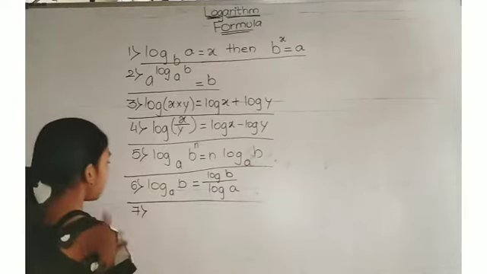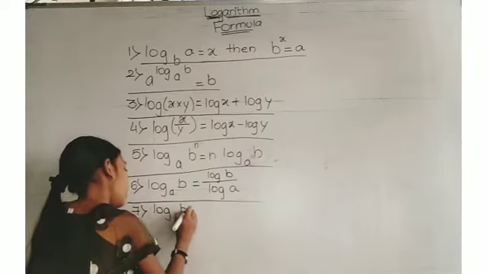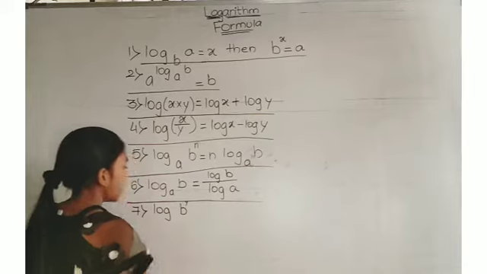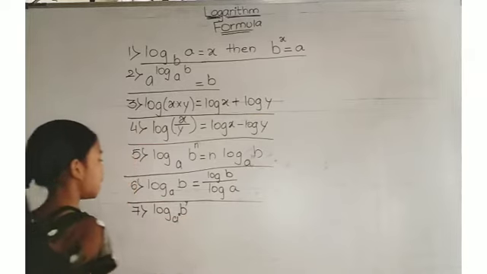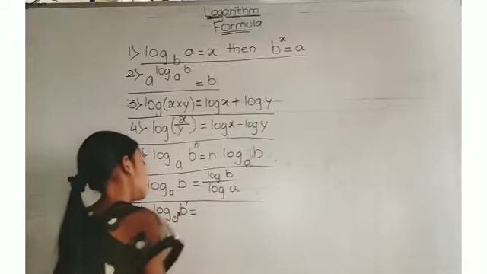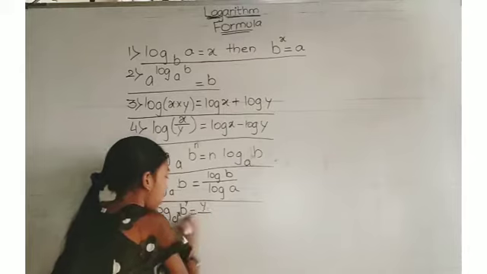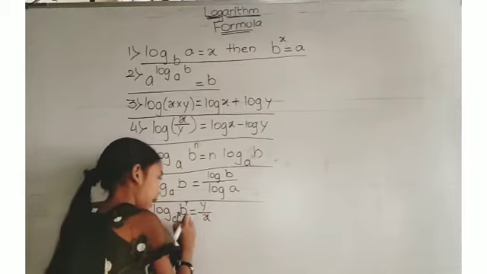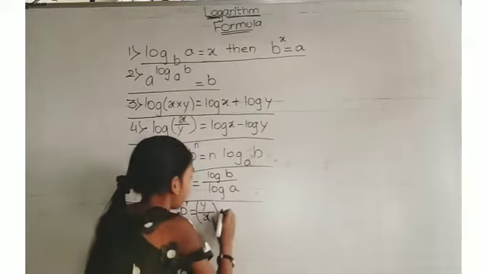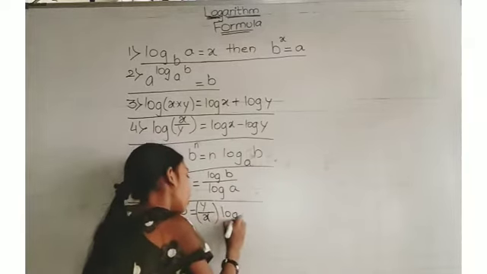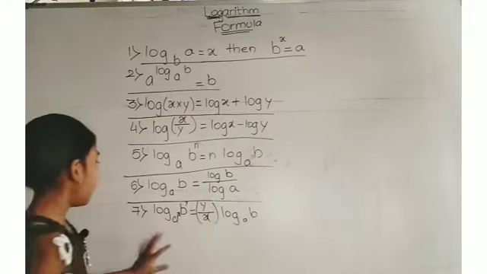Now the seventh one, which is log b raised to y base to a raised to x is equal to y upon x. This will go in the bracket. Log b base to a will be the remaining.